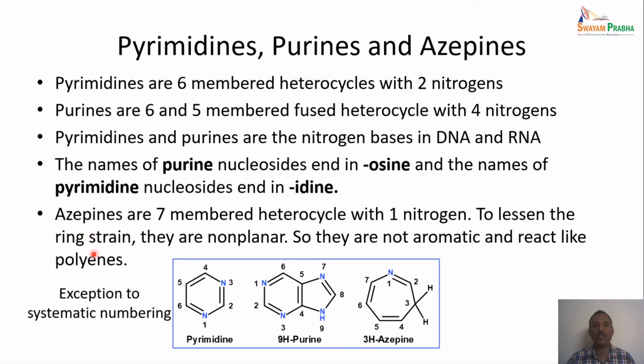To lessen the ring strain, these are non-planar. This is the first non-planar heterocycle we are looking at, and because these are non-planar, they are not aromatic. Hence they do not react like typical benzene units, but they react like polyenes.